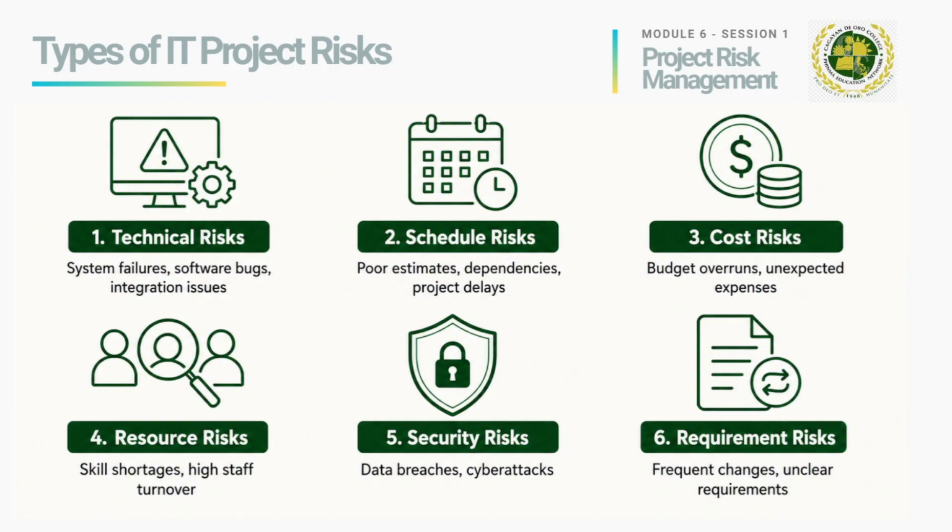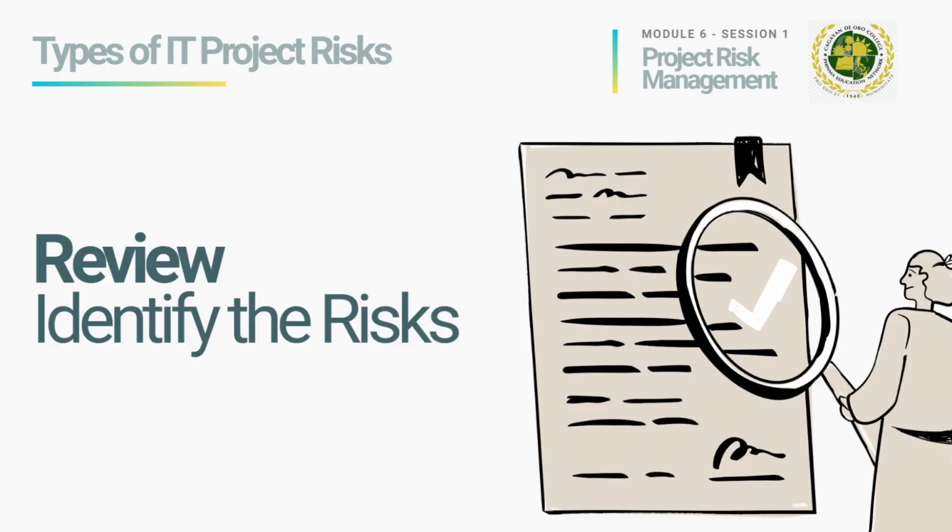And number six is requirements risk. There are frequent changes or unclear requirements, and these are the most common things in terms of building your projects. Requirements risk is one of the common issues in building your project. Maybe you're making too many changes and there's miscommunication between you and your team, and once a specific feature isn't implemented, a lot of problems happen over time, especially in the building process.